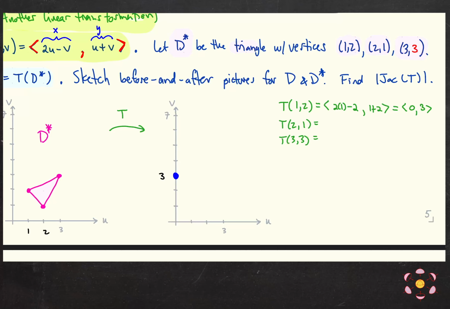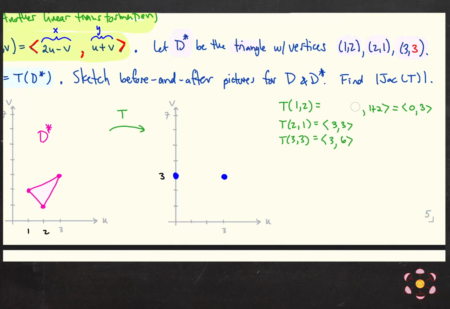Okay, now what is T of 2, 1? So this time, let me just start doing this in my head. Okay, so 2 times 2 minus 1, so that's 4 minus 1, that's 3. Okay, and then I add U plus V, so 2 plus 1, also 3. This gives me the point 3, 3. And one more. So what does 3, 3 get sent to? Well, that's going to be 3 times 2 is 6. 6 minus 3 is 3. And then 3 plus 3 gives us 6.